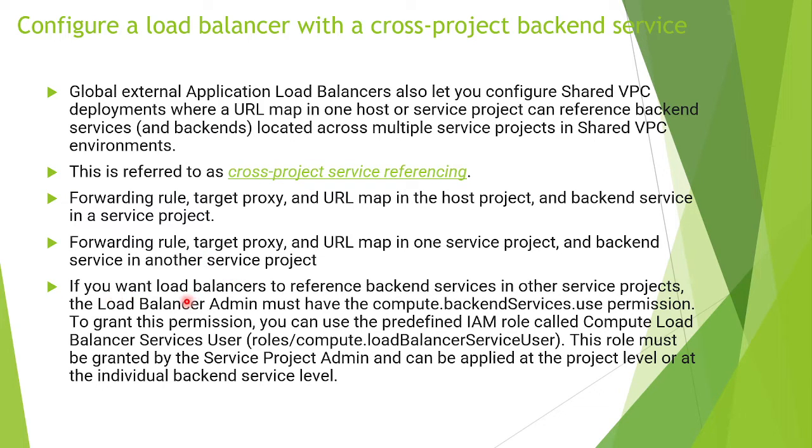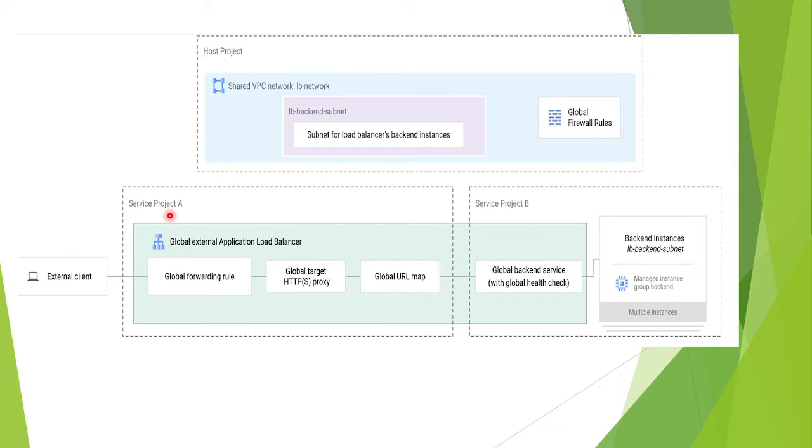To do this, we need a special role to configure it. The role is roles/compute.loadBalancerServiceUser. You have to assign this permission to the user who is going to create the load balancer, who is going to create that front end. So suppose, taking the example of service project A, we want to utilize service project B backends. We have to apply that role in this project, or we can even apply this role to the backend also.